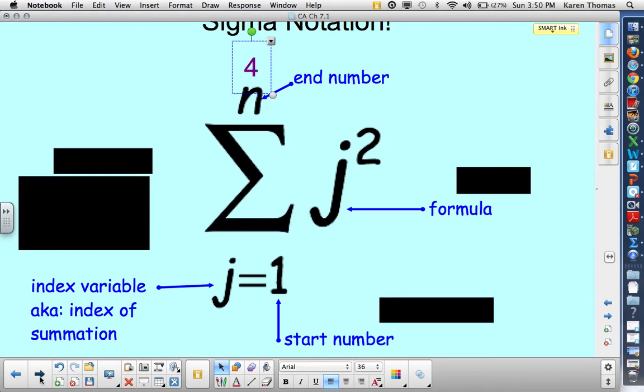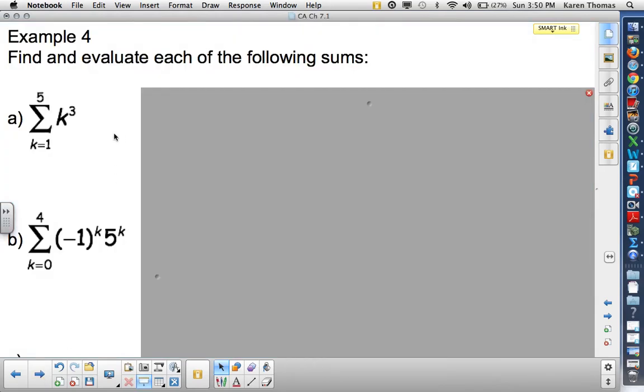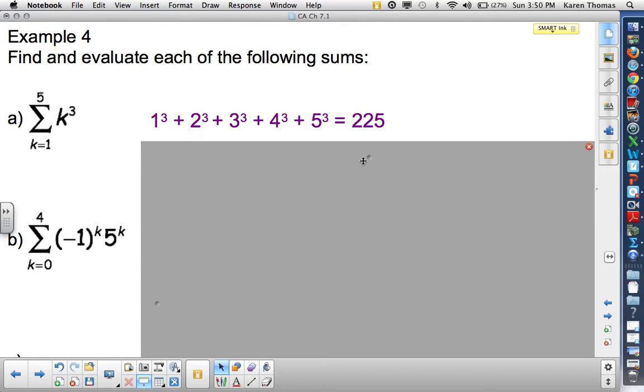So let's practice some. Here I have my index variable being k. My formula is k to the third. I'm going to start putting numbers in for k starting at 1 and go up by whole numbers or integers till I get to 5. I end up with something that looks just like this. 1 to the third plus 2 to the third, all the way up to 5 to the third, and then I stop, and that equals 225. I did the math for you.